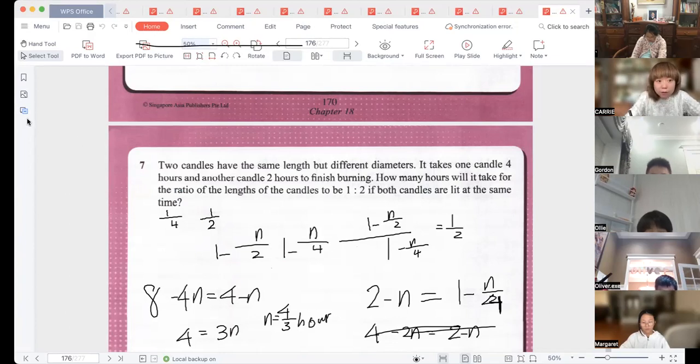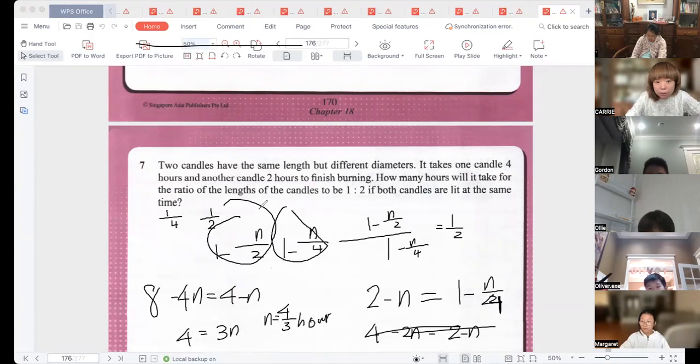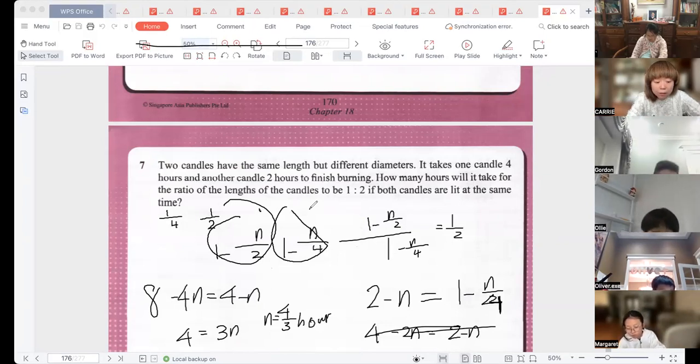Okay, I get it. So this one's 1 minus. It's like that. So this one's whatever has been left for the first candle. This one's whatever has been left for the second candle. So everybody, you are using 1 minus it, it's just like that. Get it? Okay. Oliver 懂了吗? Oliver.